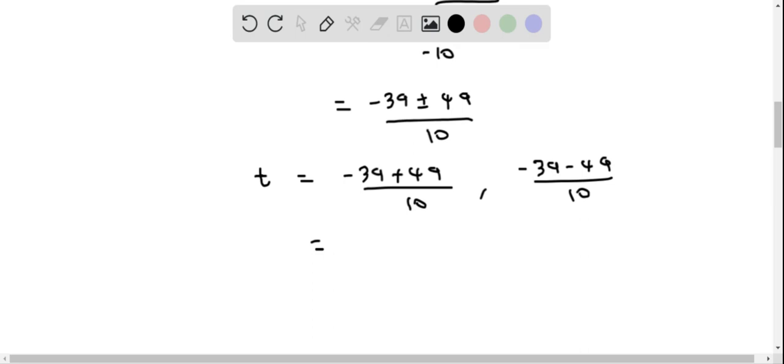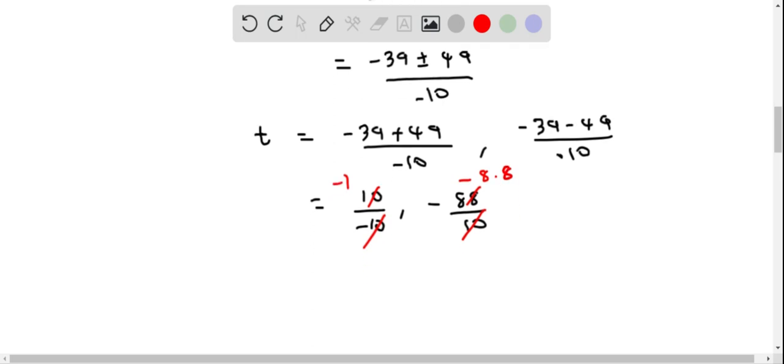Negative 39 plus 49 is positive 10, divided by the denominator negative 10, and this is negative 1. Negative 39 minus 49 is negative 88 over 10. So this reduces to negative 1 and this to minus 8.8, but because we are dividing by minus 10, this becomes a positive 8.8. It's not negative, it is positive. So therefore we are getting the values of t equal to either negative 1 or 8.8.